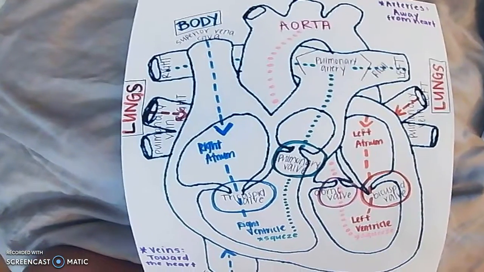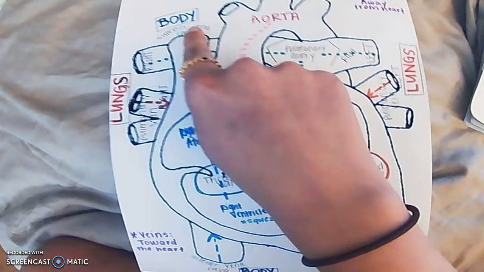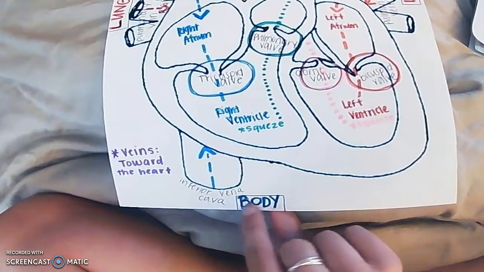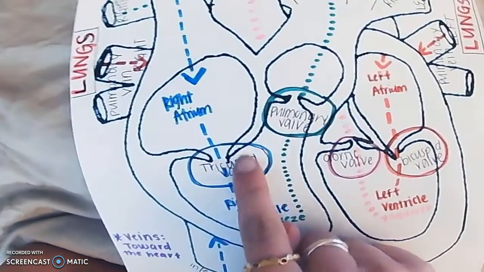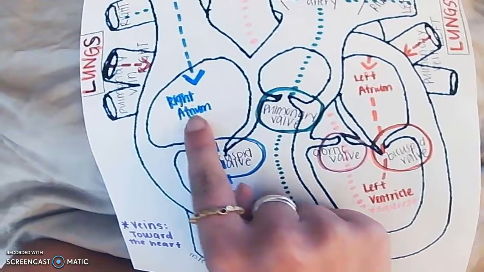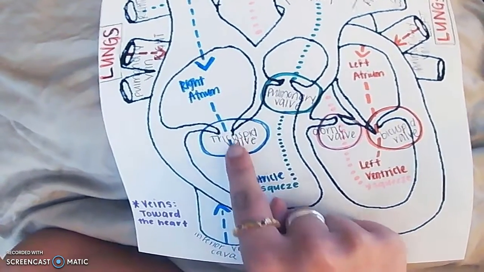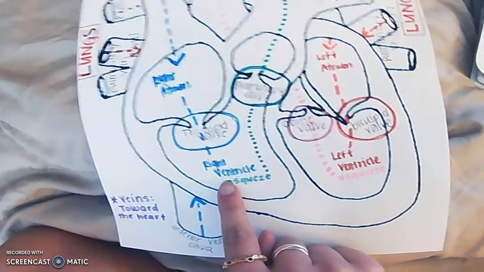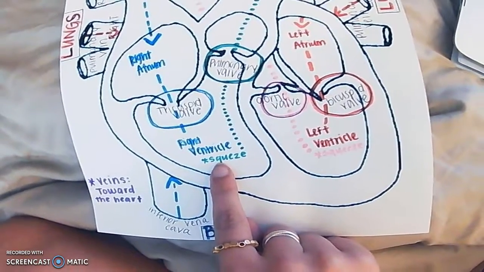Okay, so first we have deoxygenated blood entering from the body into the heart through both the superior vena cava and the inferior vena cava. This blood gathers into the right atrium. The right atrium fills with blood and then is pushed through the tricuspid valve. The tricuspid valve then leads to the right ventricle, and blood gathers in the right ventricle.